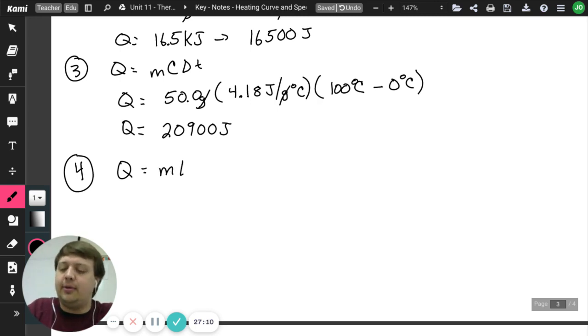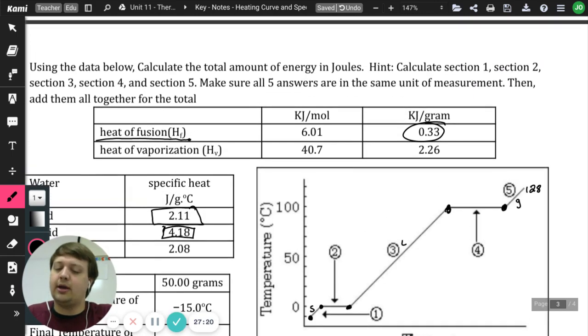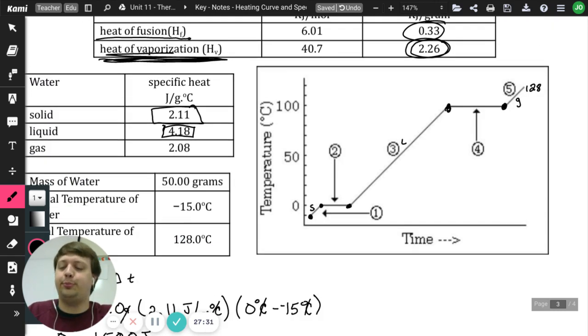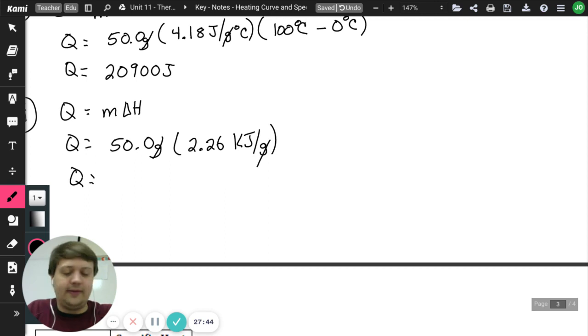So Q equals M delta H. So then my Q equals my mass, 50 grams, times my delta H. So coming back up here, this is for boiling or condensation, so I use my heat of vaporization. Again, I've got a mass, so I'm going to use that 2.26. So there's 2.26 kilojoules per gram. Cancel out my grams. I plug that into my calculator and I find that I have 113 kilojoules.